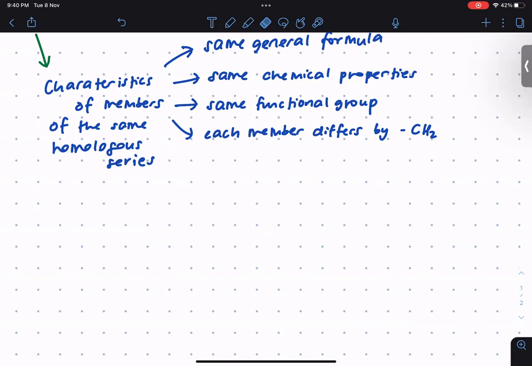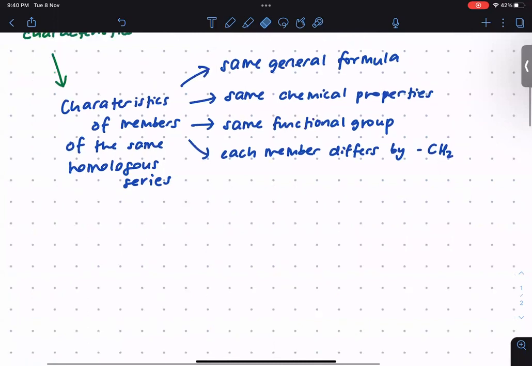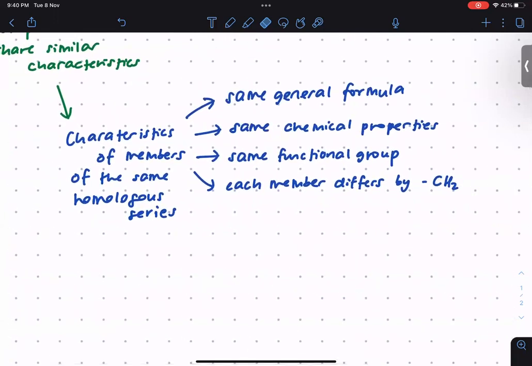After that, let's look at the differences between the different homologous series. What do they differ in? All members of the same homologous series share the same general formula, same chemical properties, same functional group, and each member differs by CH2. But do they have anything that's different? For example, they have different physical properties, for sure, because every member has a different number of atoms.